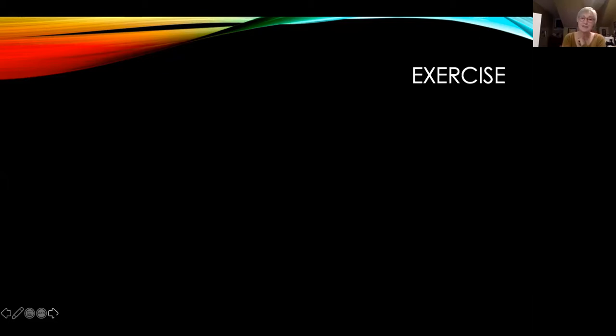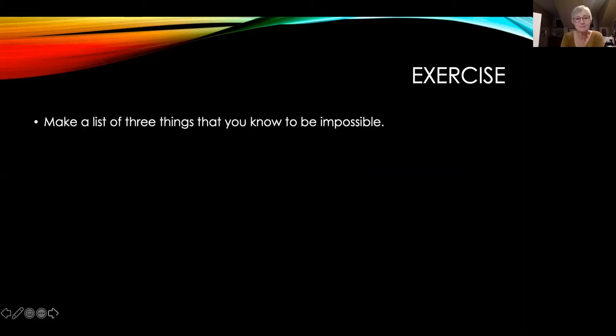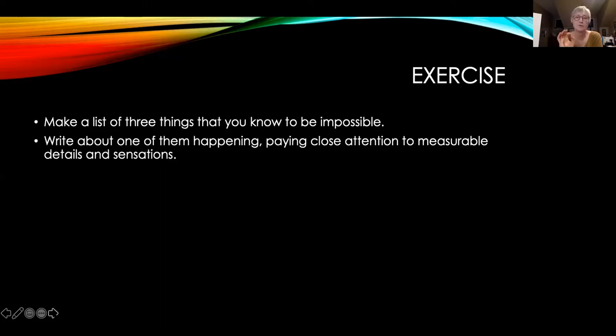So this was a little longer than I thought, but I want to share this exercise with you because it's a lot of fun. So I hope you have something to write with. Writers, I hope you have something to write with and something to write on. But this is the exercise. Make a list of 3 things that you know to be impossible. Write about one of them happening, paying close attention to measurable details and sensations.